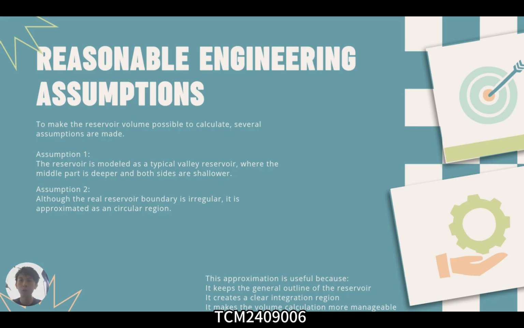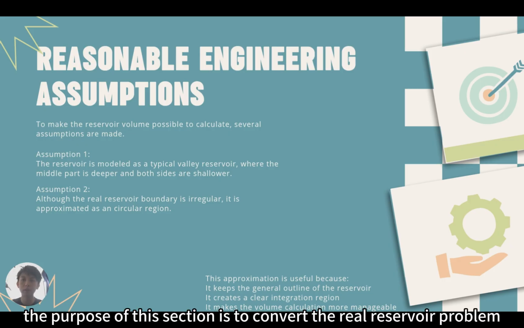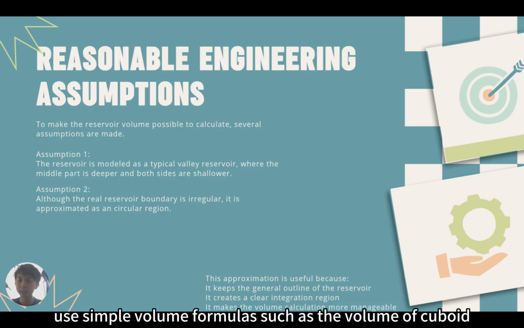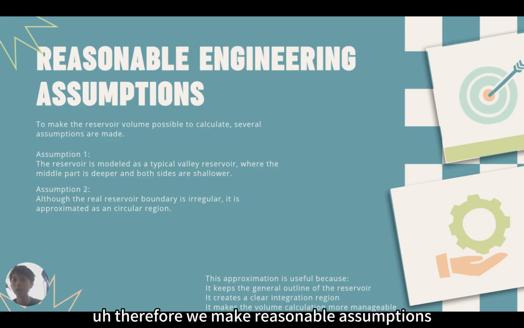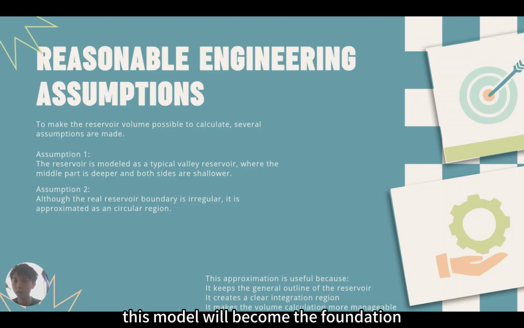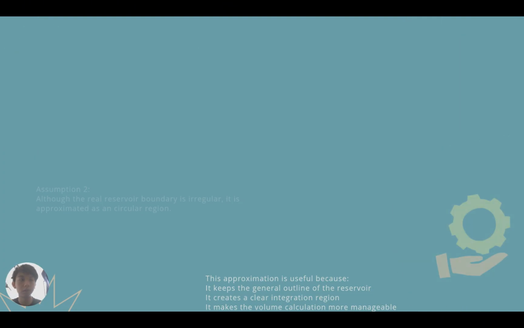The purpose of this section is to convert the real reservoir problem into a mathematical model that can be calculated. In real life, a reservoir usually has an irregular boundary and an uneven bottom surface. Because of this, we cannot directly use simple volume formulas, such as the volume of a cuboid. Therefore, we make reasonable assumptions and simplify the real situation into a mathematical model. This model will become the foundation for the later calculation.